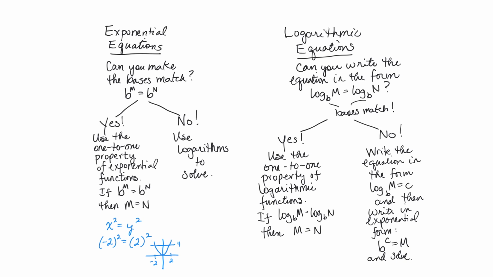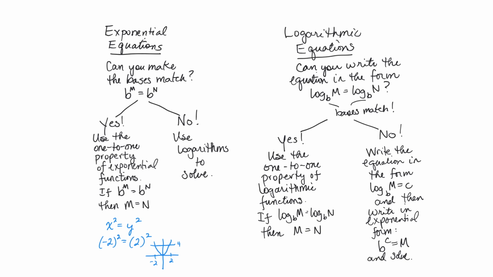Okay, so suppose that the answer to those questions was no. In other words, I could not make the bases match in my exponential equation, or I could not write my logarithmic equation in the form where I had two logs with the bases matching equal to each other, right? Well, in the case of exponential equations, I used logarithms to solve, right? I isolated the exponential expressions, and then I took the logarithm of both sides and proceeded from there to solve, right?